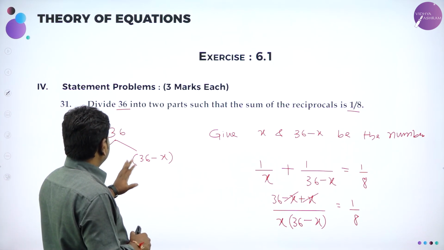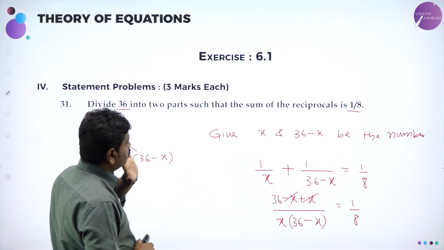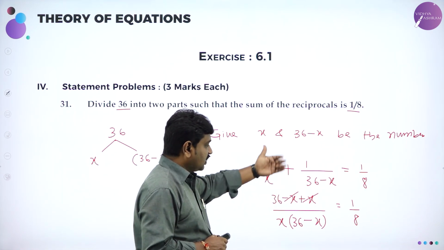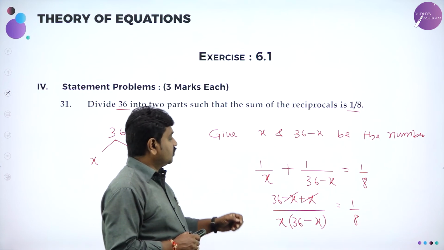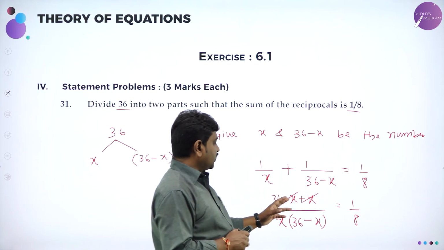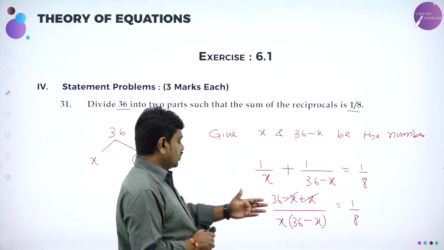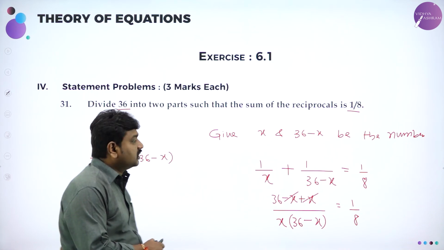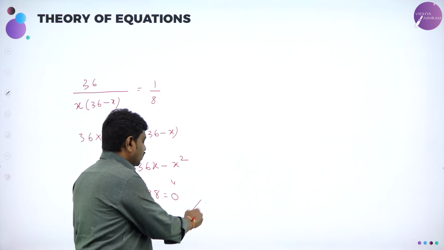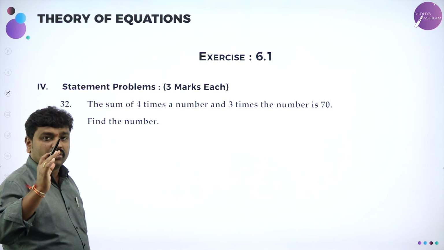No. I have taken two numbers, x and 36 minus x, such that the sum of the reciprocals is 1 by 8, they told. When I take the sum of the reciprocals, I get 1 by 8. Here I can't take the reciprocal directly. After you take the LCM and multiply or simplify, you'll get this. Whatever you take, it will be a quadratic equation. Now we need to solve this quadratic equation to get the answer. Yes, I'll solve the quadratic equation in my next session. So in this session, we'll go ahead only with linear equations.